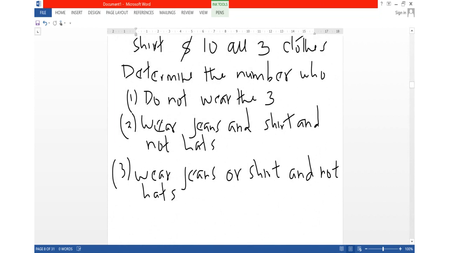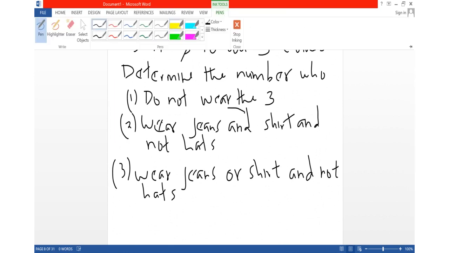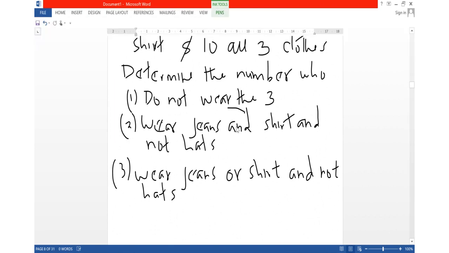So you can see 2 and 3, the difference is here, the wording here. We'll see that we shall get two different answers. So this one is jeans and shirts, this one is jeans or shirts. Very important, the word or. That is the difference, and you'll be able to see.